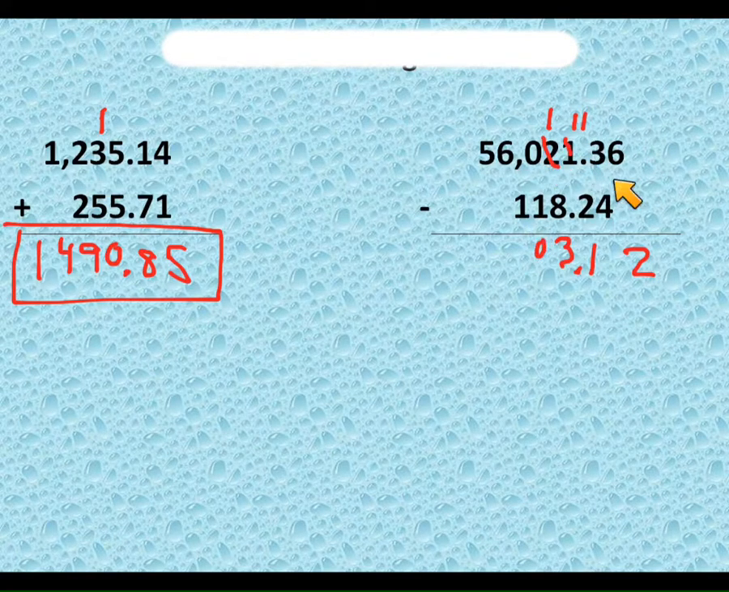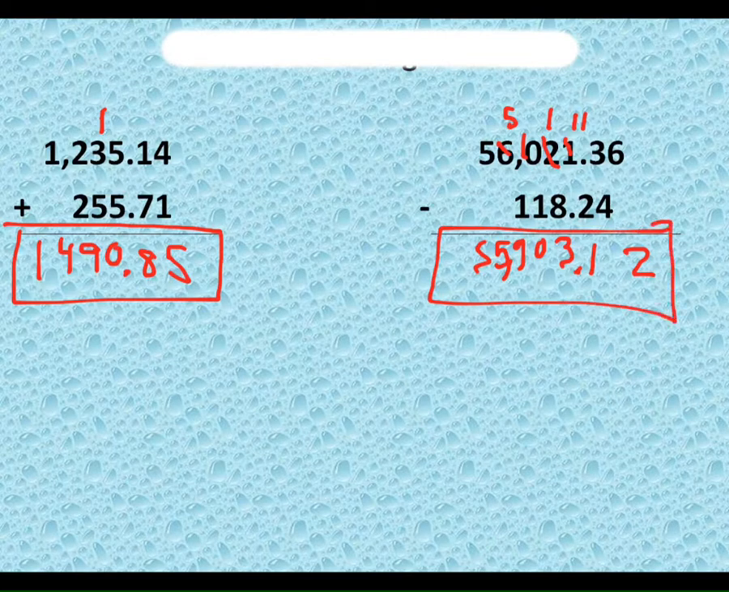Again, I have to borrow here because I have 0 minus 1. So I borrow from that. That becomes a 10. 10 minus 1 is 9. 5 minus 0 is 5. 5 minus 0 is 5. So I get 55,903 and 12 hundredths. Okay. So that's our longhand addition, longhand subtraction. If you can do this, elimination will be very easy for you, okay? Because it's roughly the same thing.